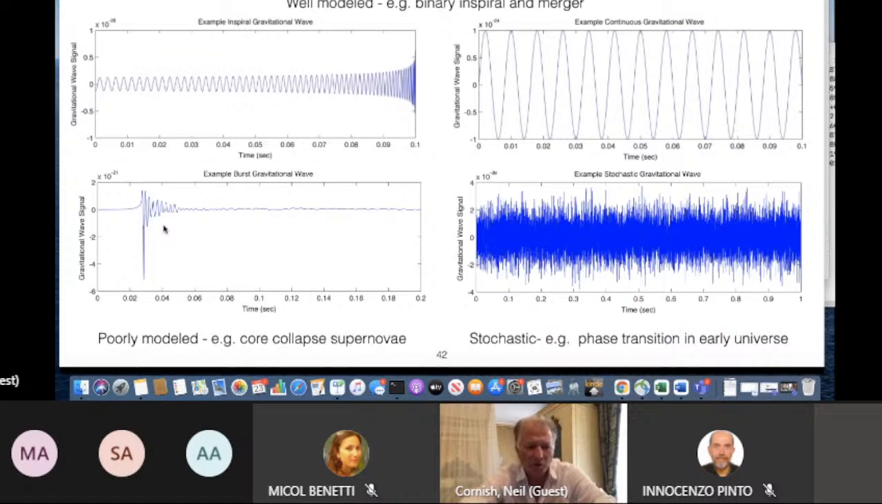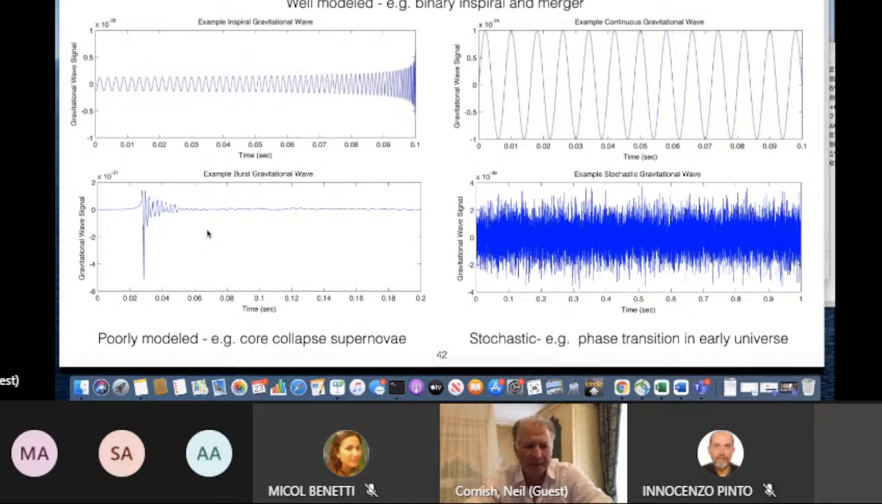So, for example, a core collapse supernova, there are definitely supernova waveforms out there, but I wouldn't 100% trust any of them, because we're missing a lot of the physics in the modeling of the neutron stars, the proto-neutron star oscillations and that sort of thing. So these burst-like signals might come from things that we know about, such as core collapse supernova, where we know they exist, but we don't really know what the signals would look like exactly.